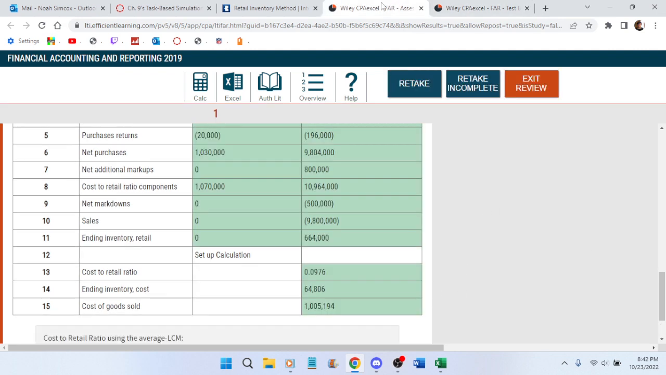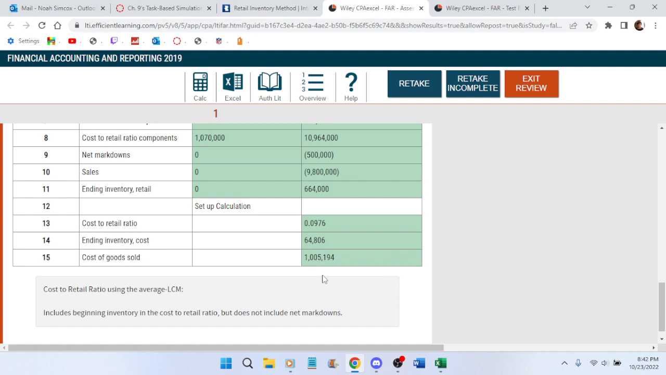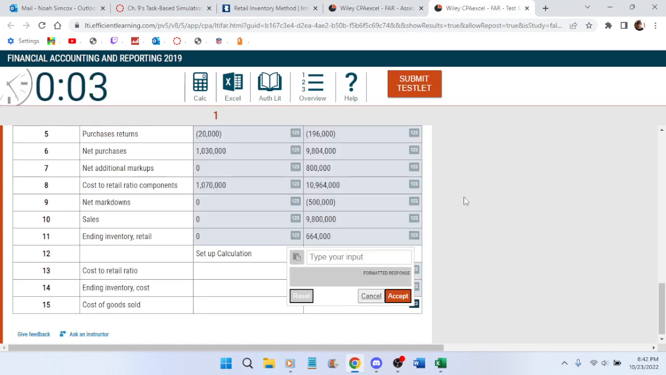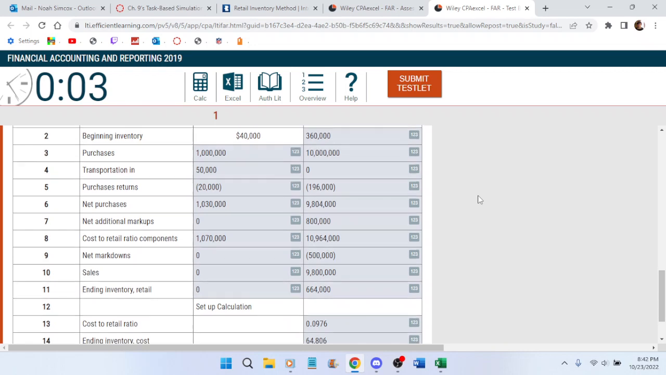And then the cost of goods sold, I don't know. That's the only part that I don't know about. Too bad. 1,005,194. So it's 1,005,194.